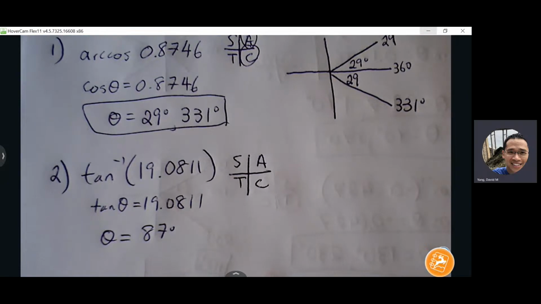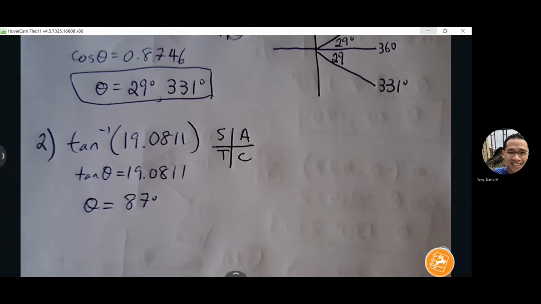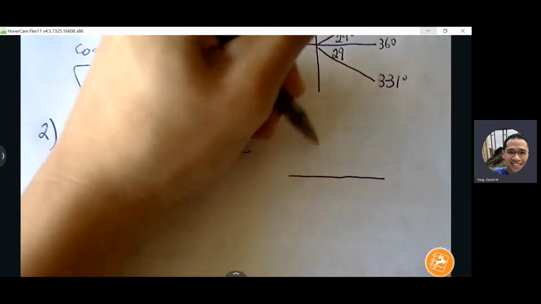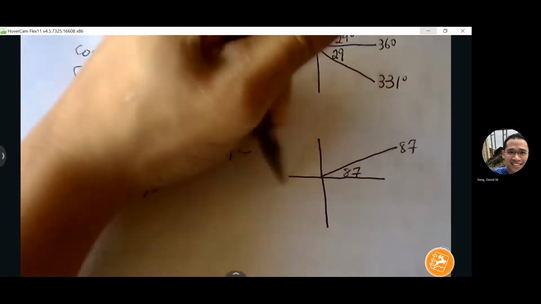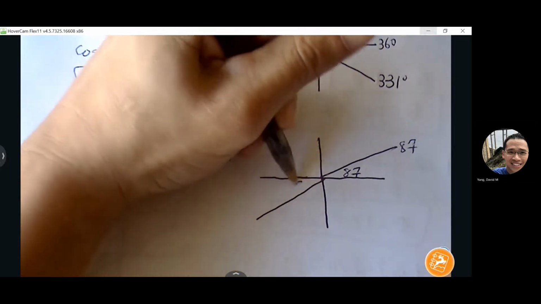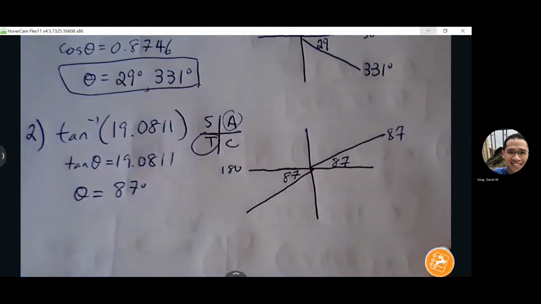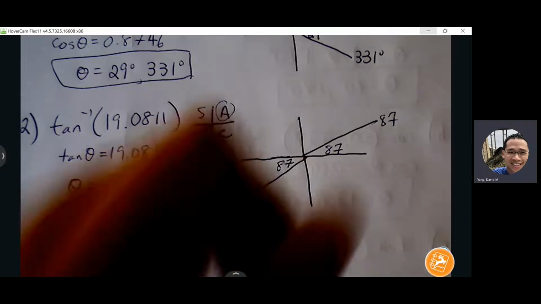Okay, which quadrant do we want to give our answers in? First and third. So that 87 is already one of our answers. How do I find my third quadrant degree measure? Yeah, plus 180.